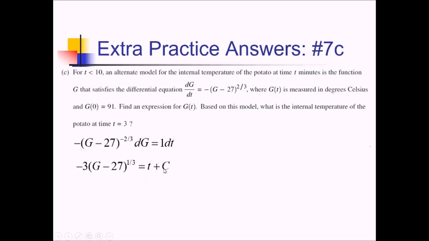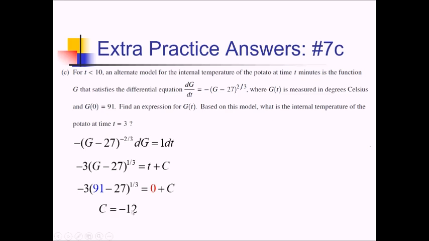Now we have to figure out the c value in order to have any hope of getting a g function. To get c, we have to plug in our initial condition. They said at time 0, our g function has a value of 91. So this g right here, I'm going to plug 91 in for that from my initial condition. And then this t I'm going to replace with 0. And at this point, we're just solving for c. So let's see, 91 minus 27, that's going to be 64. 1/3 power is really the cube root. The cube root of 64 is just 4. So we have negative 3 times 4, which is negative 12. And there's nothing left on the right side except for c. So we conclude then that c has a value of negative 12.